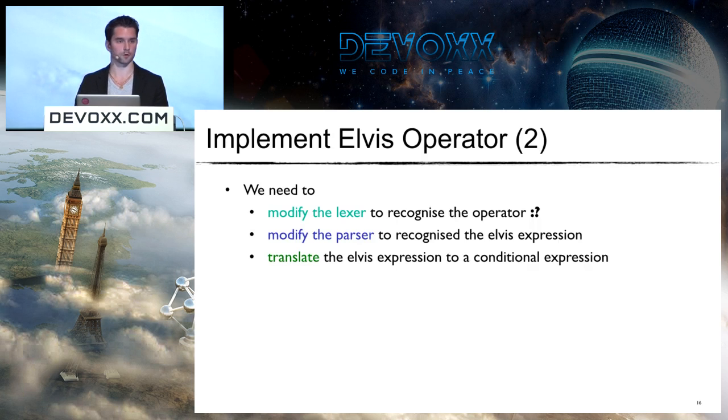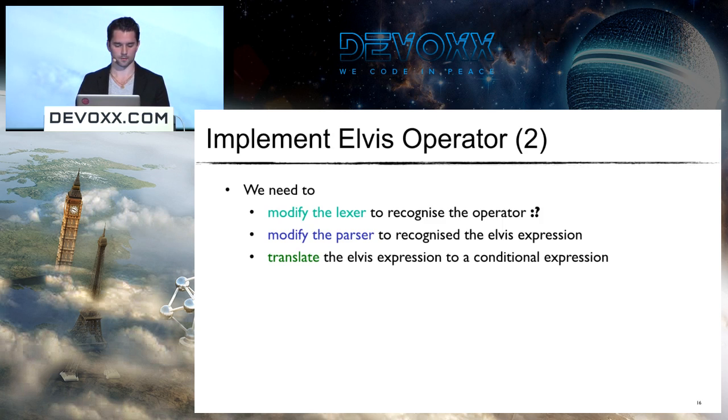So what do we have to do to implement the Elvis operator? Well, there are two steps. One is we have to modify the lexical analysis, so it recognizes the Elvis operator and makes a token out of it. And the second part is, let's modify the parser, so it recognizes a new expression type with the Elvis and does a translation.